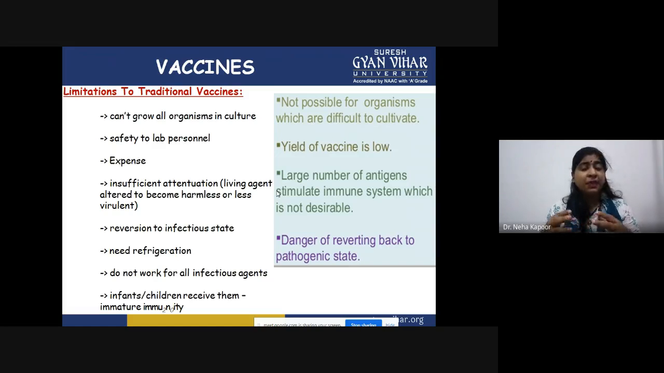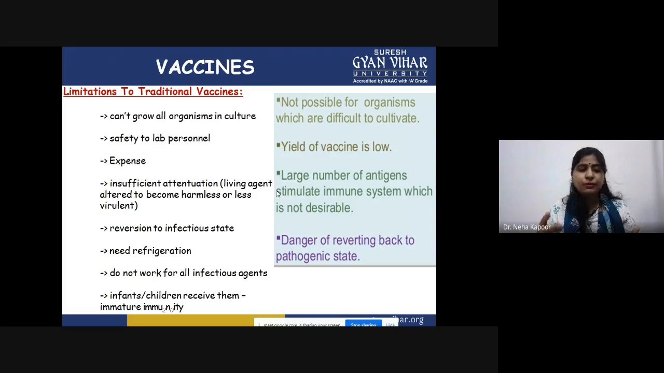In that case, if there is insufficient attenuation, or the living agent is not completely altered, or the virulence is not completely weakened, it can have some adverse effect. Sometimes some reversion to the infectious state was happening. That was also a limitation.